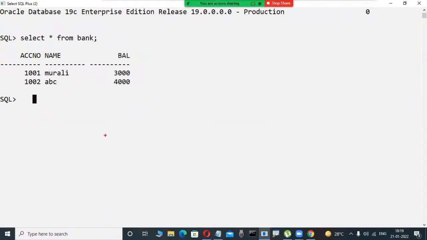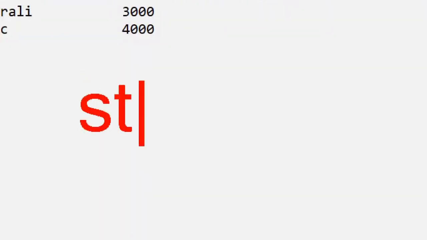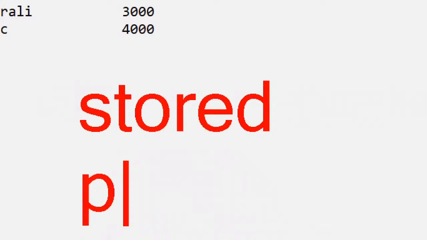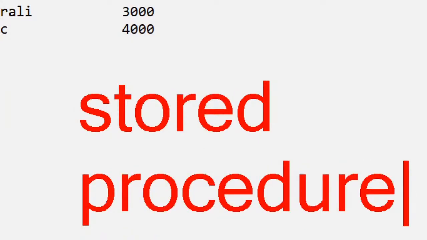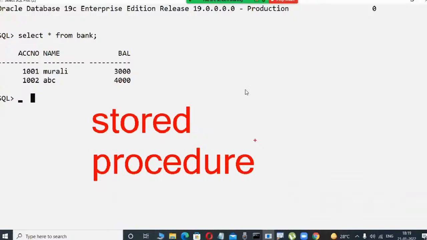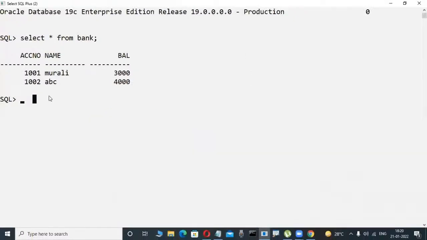Stored procedures is a concept that exists in Java, .NET, Python, and also in MySQL, SQL Server and Oracle. In stored procedures only, they write these types of logical conditions. That is what we cover in our course, PLSQL.